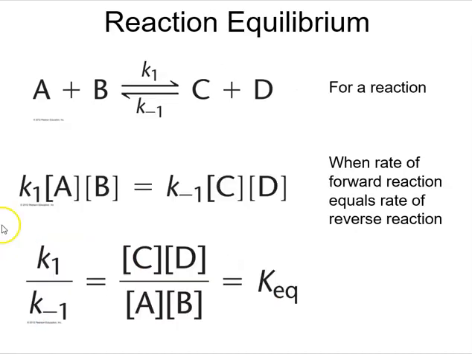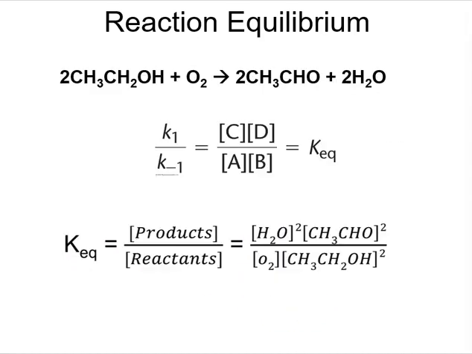At equilibrium, the rate of the forward reaction is equal to the rate of the reverse reaction. So this is what we see at equilibrium. If we take our K1 over K negative 1, that is going to give us our equilibrium constant. Here's an example of ethanol and oxygen that we're going to generate this aldehyde and water. And you can see here that the rate of the reaction is the products over reactants always.